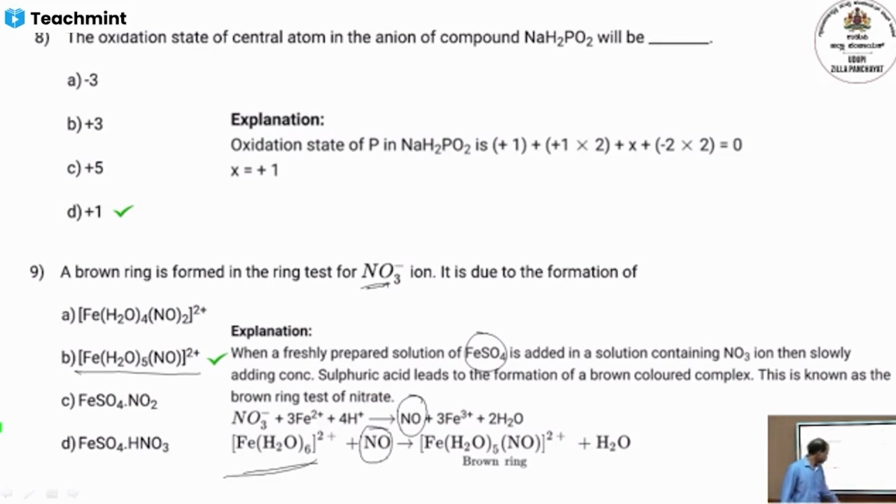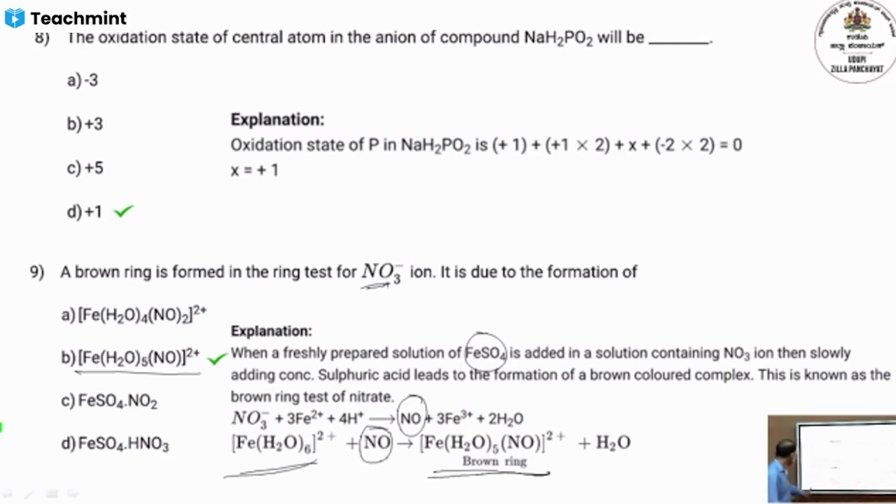It is nitroso ferrous sulfate, the name of that compound. Sulfate is not written here, ferrous 2 plus, and the sulfate anion will be there. It will be in the ionized form, and the chemical composition of the species which is responsible for the brown ring is nitroso ferrous sulfate.